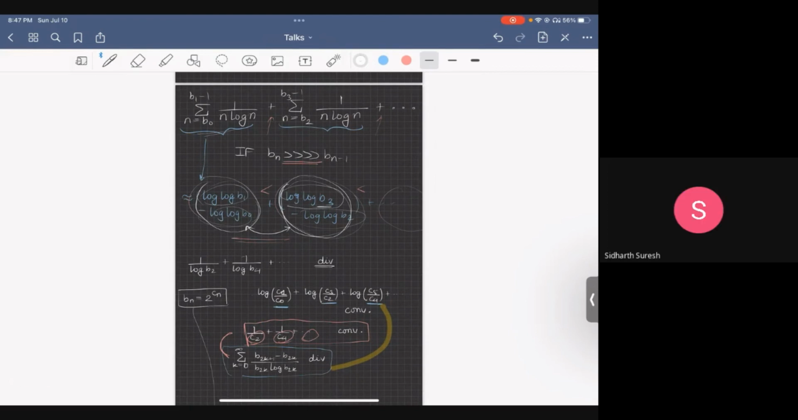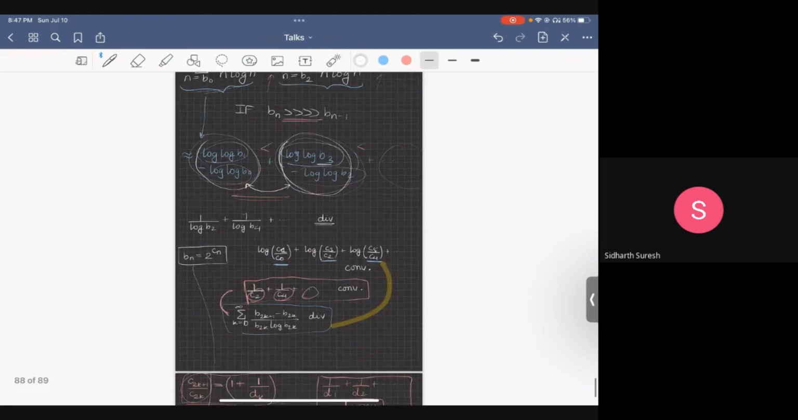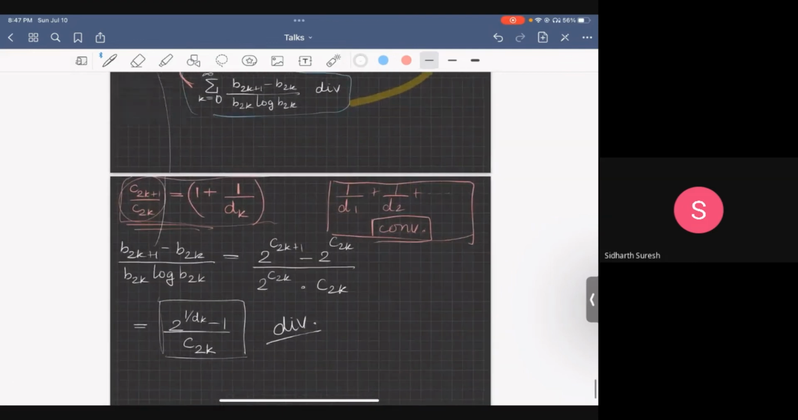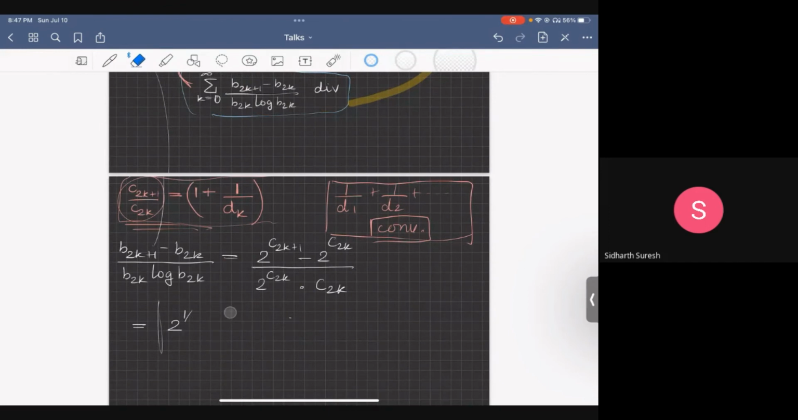So will it be like c2k plus 2 raised to c2k plus 1 minus c2k, and that's like c2k by dk. It won't be 1 over 2k. Yes, you're right. Sorry, I made a mistake there. So it should be c2k by dk, right? Yes, this is right. My fault, sorry. This makes sense.